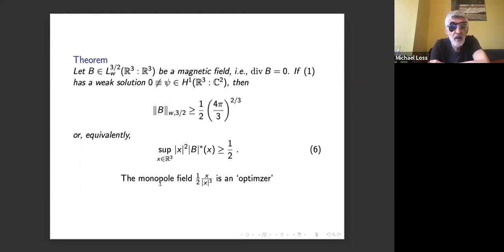And interestingly enough, of course, the 1/2 x over |x|^3, which is the monopole field, is an optimizer, I put this in quotation marks, since of course the divergence of this gadget is not 0. So it's clear that in this circle of ideas, there's definitely a whole bunch of things which have to be understood, or at least we don't understand them yet. So that summarizes, in some sense, the story about the magnetic field.